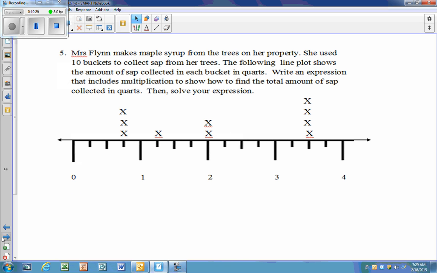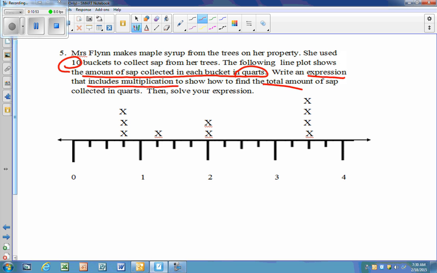Next is our line plot. And when I look at our line plot, first thing I'm going to do is read what it says. Mrs. Flynn makes maple syrup from trees on her property. She used 10 buckets to collect sap from her trees. The line plot shows the amount of sap collected in each bucket in quarts. Write an expression that includes multiplication to show the total amount collected in quarts, and then solve.